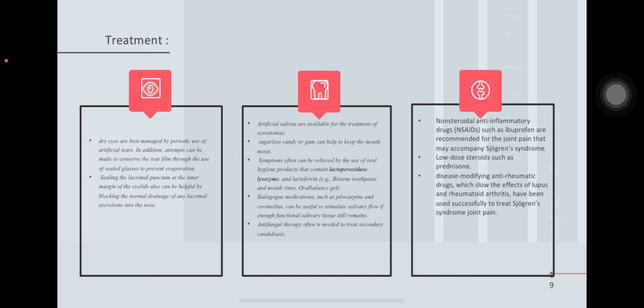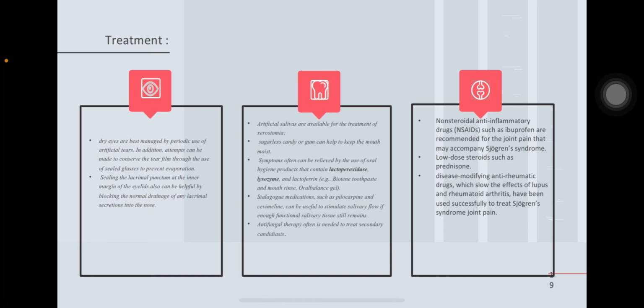Sealing the lacrimal punctum at the inner margin of the eyelid can also help by blocking the normal drainage of lacrimal secretion into the nose. For the oral manifestations, artificial saliva is also available. We can advise the patient to use sugarless candy or gum that can keep the mouth moist. Symptoms often can be relieved by oral hygiene products like Biotene toothpaste and mouth rinses.